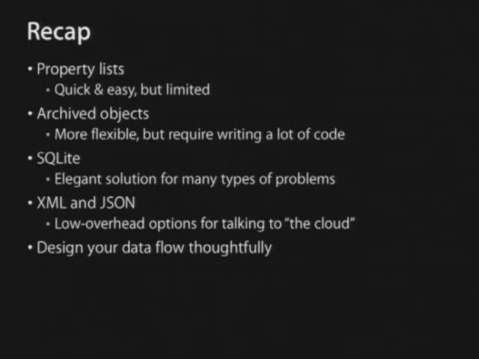SQLite can be an elegant solution for a lot of types of problems. You're dropping down to that C API, and you're dealing with raw SQL. If you can use a higher level abstraction, I would almost always encourage you to try it at least. XML and JSON are low overhead options for talking to the cloud and extending your app in some interesting ways.